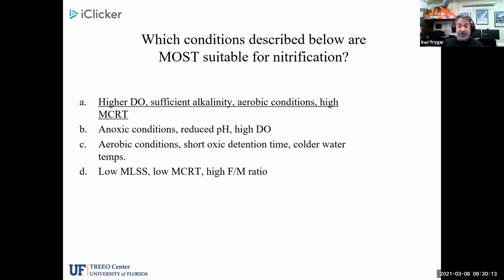Remember, we need a little bit more DO than just necessary for BOD removal. We need a higher DO because we've got to nitrify. We need enough alkalinity because that's going to be the nitrifier's carbon source and prevent pH problems. We definitely want aerobic conditions. These bacteria are known as aerobes, strict aerobes, and a higher MCRT gives us a higher amount of what we know as MLVSS. So that's also what we need. So that's letter A.